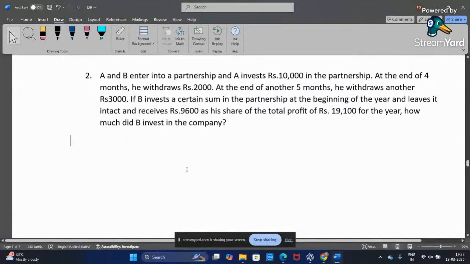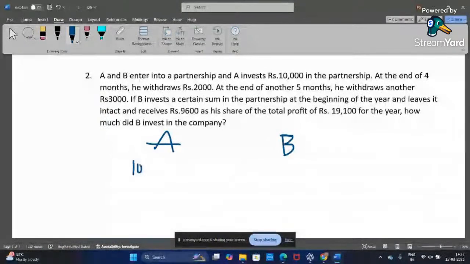Okay. How to find? Just analyze once. Let us write it down here. A and B. Here A's investment is 10,000. They have given that here. Right. But B's investment they have not given. So let us write it down as X. Right.